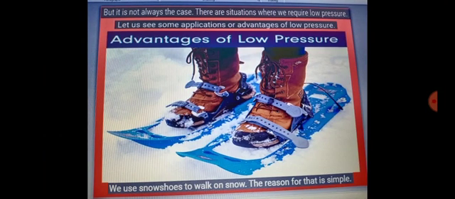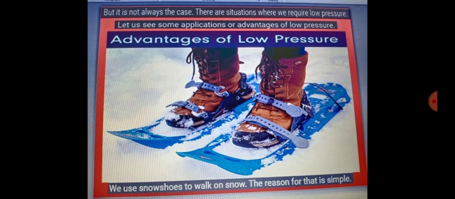But it is not always the case. There are situations where we require low pressure. Let us see some applications or advantages of low pressure. Advantages of low pressure. We use snowshoes to walk on snow. The reason for that is simple.